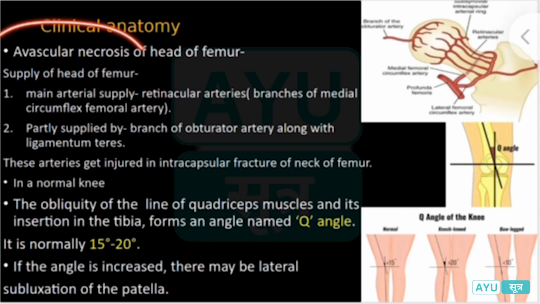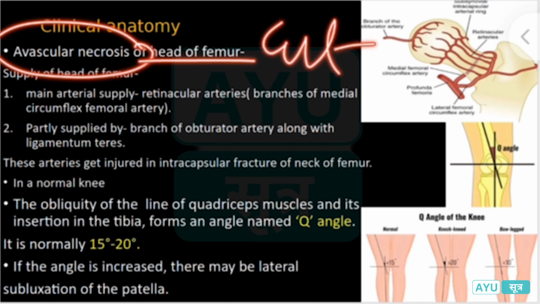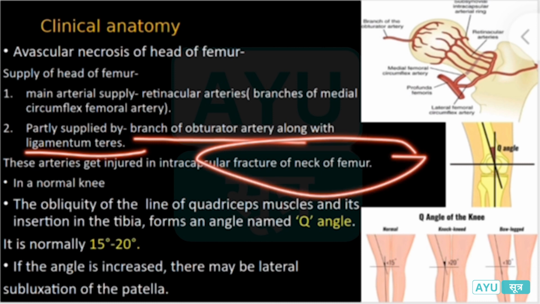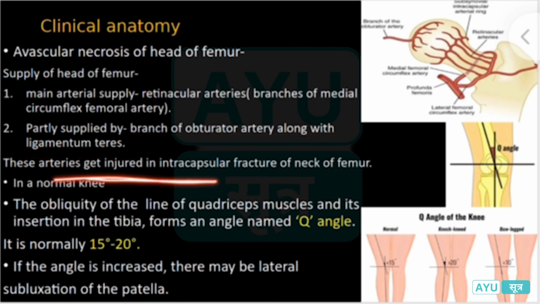Number 1 is avascular necrosis, which simply means cut off supply. The main supply of the head of the femur comes from the retinacular arteries, which are branches of the medial circumflex femoral artery. It is also supplied by a branch of the obturator artery along with the ligamentum teres. During a fracture of the neck, these arteries get injured, which leads to avascular necrosis.